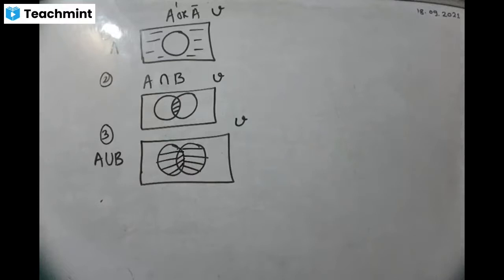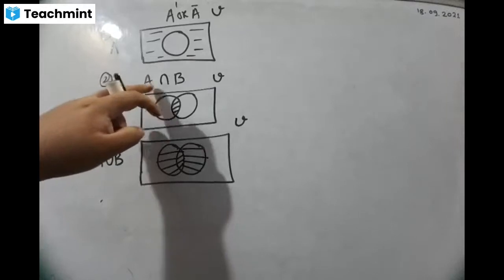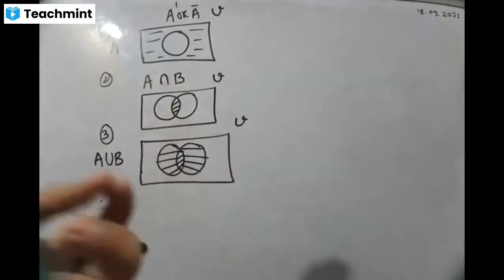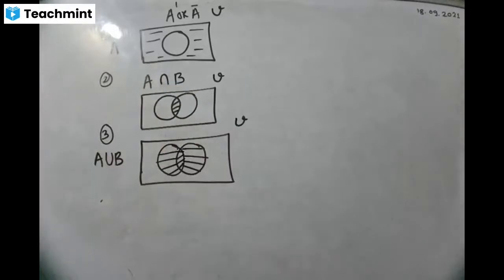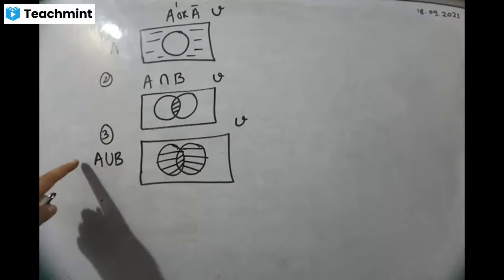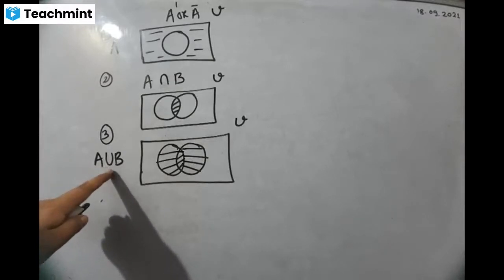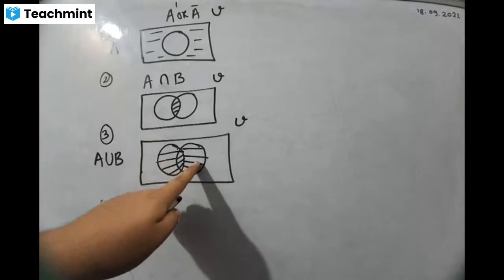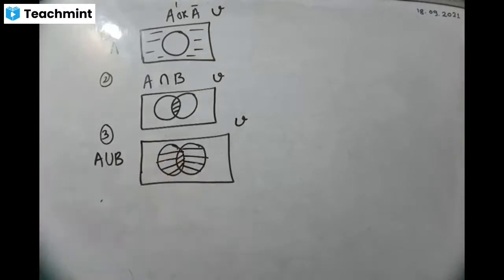What is A intersection B? X belongs to A intersection B means X belongs to A, and because intersection I told you it is and, X belongs to B. That means X is the common element of A and B. What does X belongs to A union B mean? Either X belongs to A, or X belongs to B, or X belongs to both A intersection B. So that is the meaning of union.